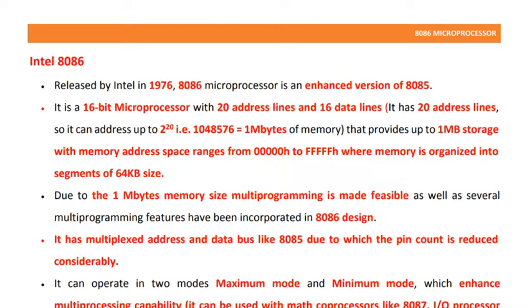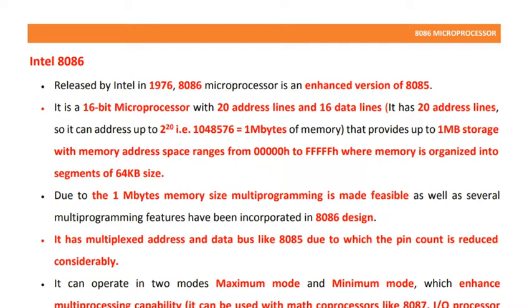Intel 8086 microprocessor has 20 address lines and 16 data lines, which implies Intel 8086 microprocessor is capable of addressing up to 2 to the power 20 address locations, which is equal to 1048576 address locations, which can be approximated to 1 megabyte of memory.